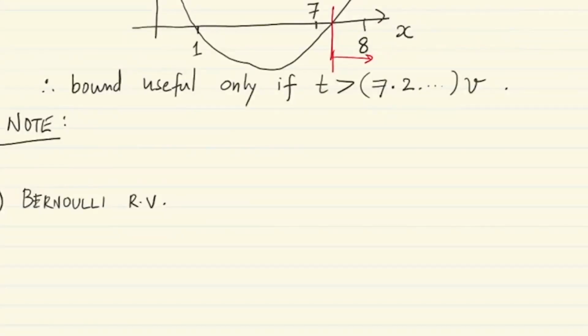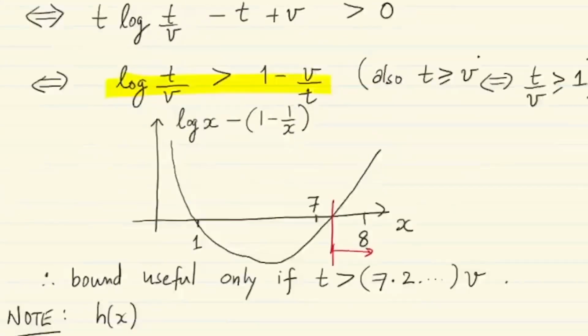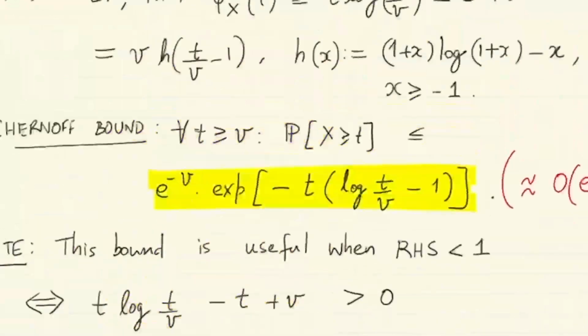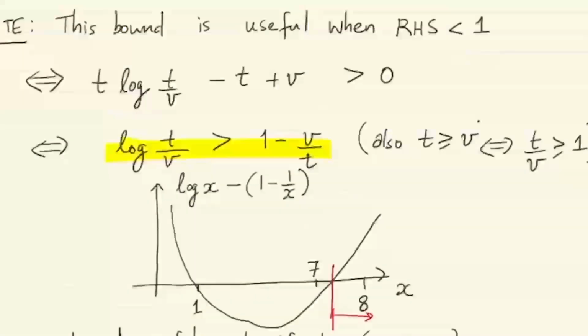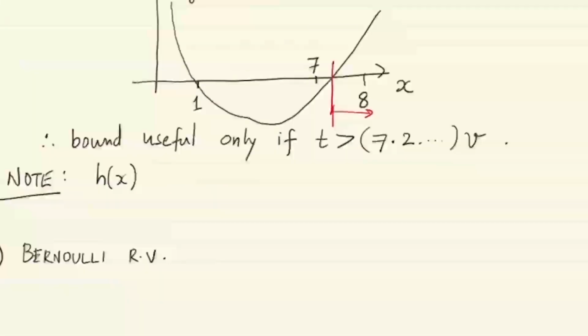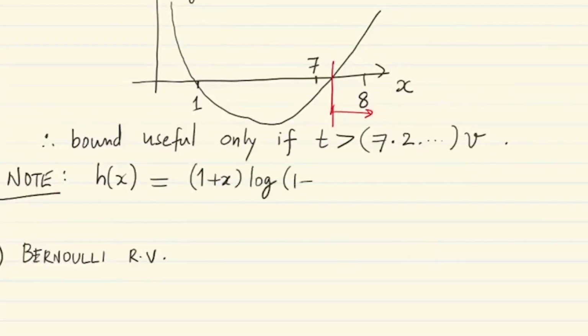We have this function h of x that we wrote to write down the Cx star of t here. It's an easy exercise to show that this function has a nice lower bound given by x squared divided by 2 times 1 plus x by 3, all of this in the denominator.